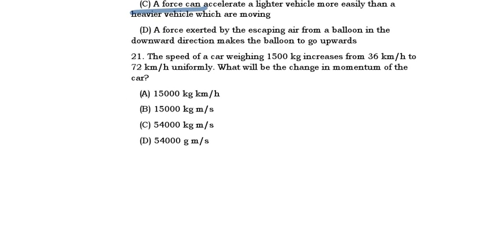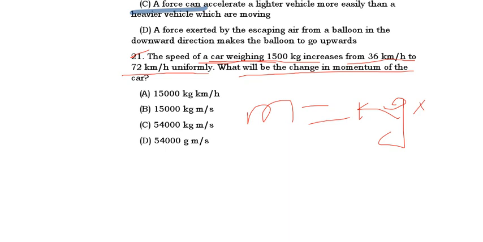Next question is the speed of the car weighing 1500 kgs increased from 36 km per hour to 72 km per hour uniformly. What will be the change in the momentum? Yes, in the previous class when we discussed the problem about momentum, we wrote mass into change in velocity. I told in the previous lecture, delta V. Yes, mass is how much? This is mass. Mass units are kgs. This is 1500.